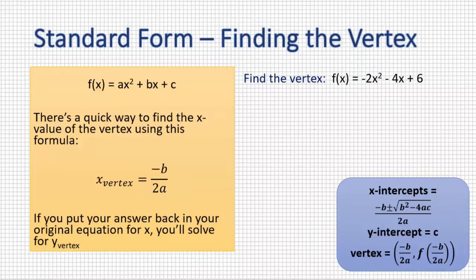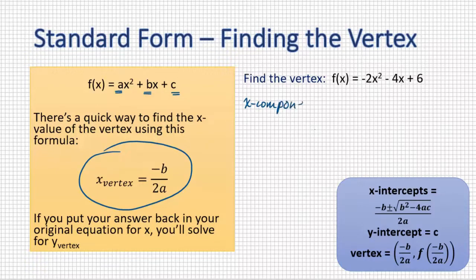That's standard form. In standard form, the coefficient of x squared is a, the coefficient of x is b, and the constant we call c. To find the vertex, again, this is the minimum or the maximum value, we can use this formula. We find the x component of the vertex by evaluating negative b over 2a.